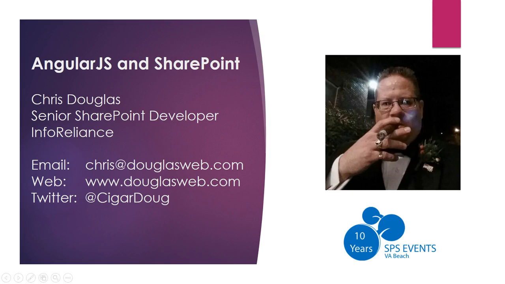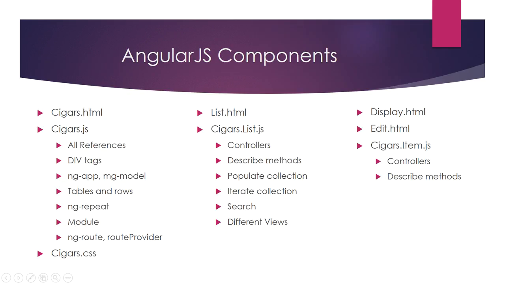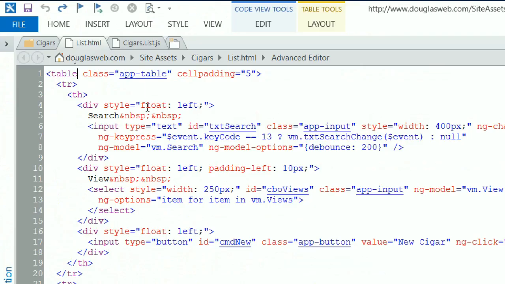In this video, we will continue to explore the components that make up this application. As you see from our PowerPoint slide, we are now going to look at List.html and Cigars.List.js. These files are used to display the items in the list and to search the items in the list and then select individual items for the next components.